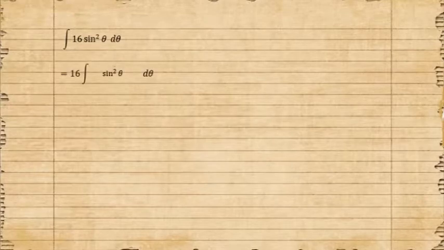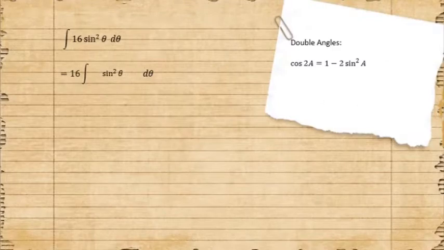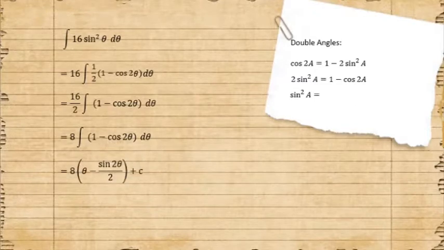The 16 is moved out, and based on the double angle formula, the sine squared theta is replaced with half of 1 minus cos 2 theta. Again, we should move any factors out of the integral. Then we can finally integrate the equation to obtain 8 open bracket theta minus half of sine 2 theta close bracket plus c.